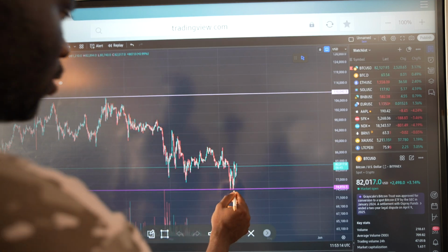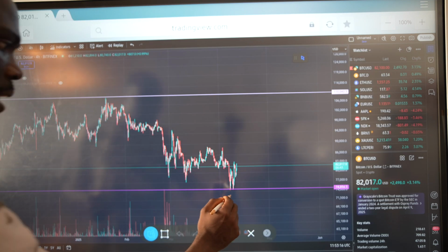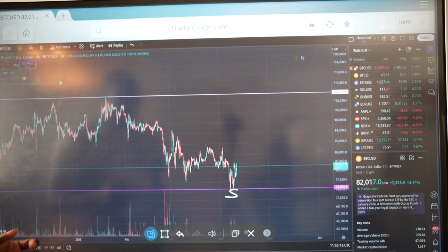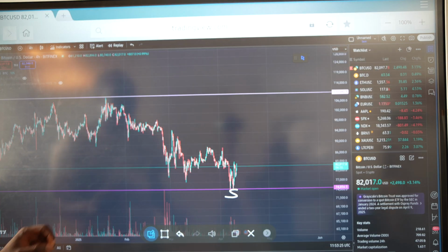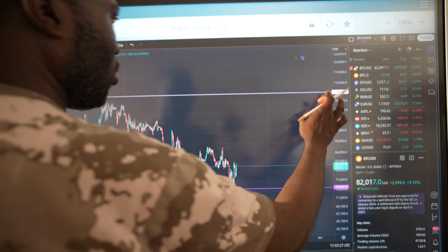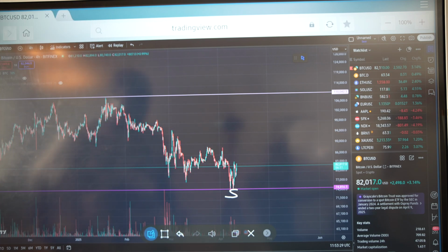If this is support, then where does it make sense to take a trade? Do you understand? One of the things you want to do first is to mark the middle of this range. Easy to do. Just take the top and add it to the bottom and divide by 2. That will give you the middle point there. Let me do that for you so that you can see what I'm talking about.